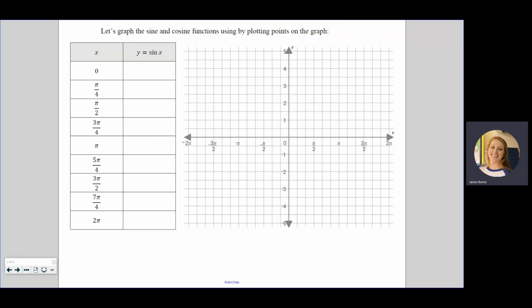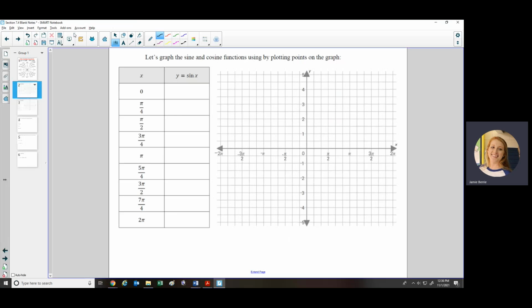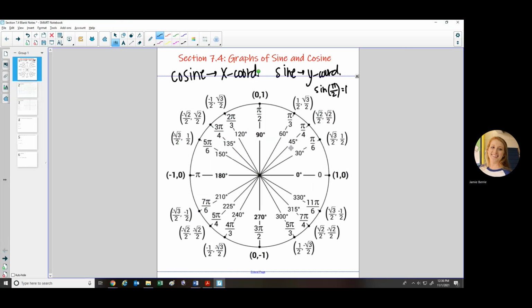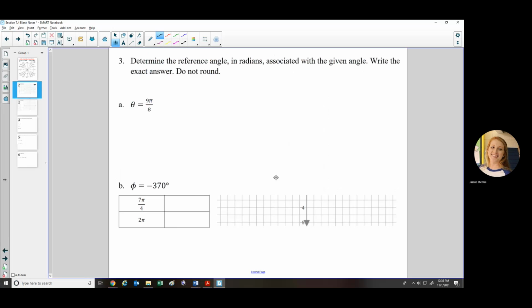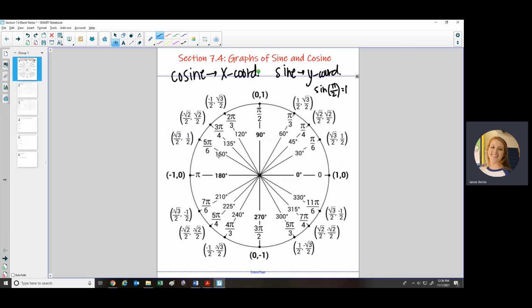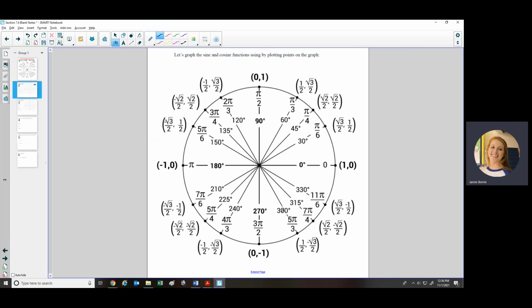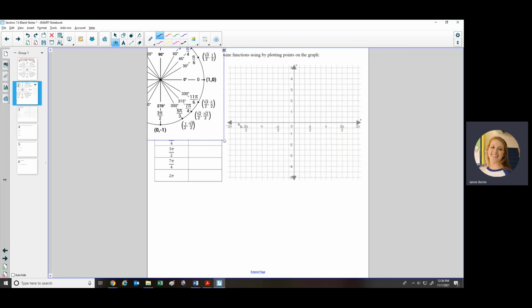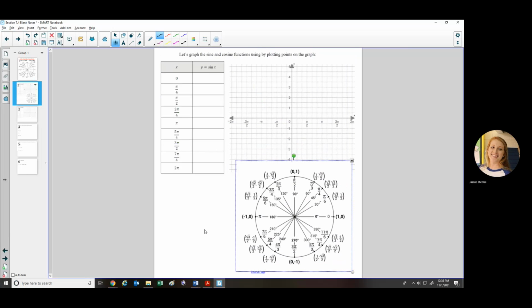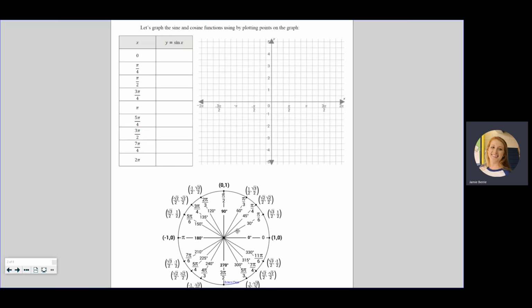We're going to start by graphing sine and cosine. We're going to plot some points on the graph and then connect those points. So grab your calculator. You can also just refer back to the unit circle. Let me copy this unit circle over, and that way it'll save us a little bit of work on the calculator.